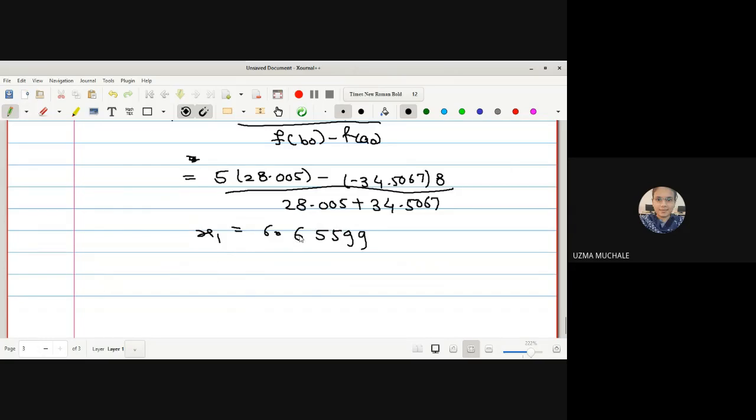x1, I am getting it as 6.655. Whether you get the same? Yes, ma'am. Okay. Similarly, now find out the value of f of x1. The same procedure we have to follow. Next, we have to check the value of f of a naught into f of x1. Now, in this step, you have to tell me which interval we have to choose. Calculate and tell me which interval we have to choose.